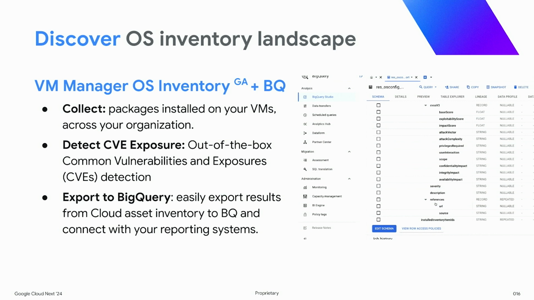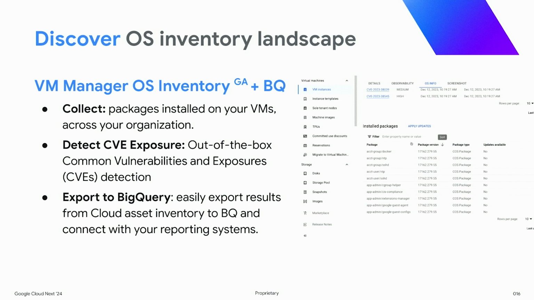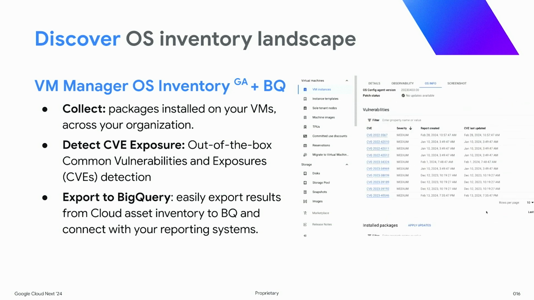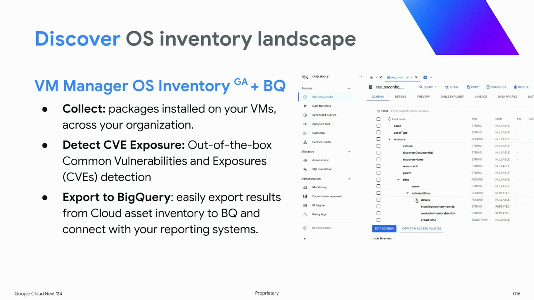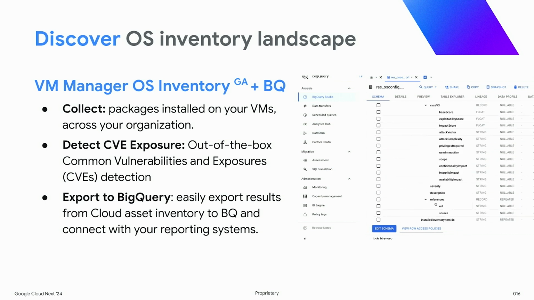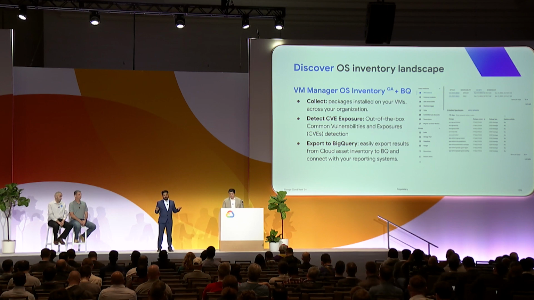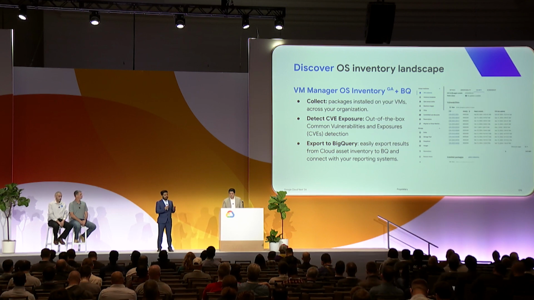With VM Manager OS inventory, you can quickly detect vulnerability exposure on the packages installed on your VMs. This detailed CVE information is available to you via Cloud Asset Inventory or Security Command Center. You can also export, or schedule export of, these findings to your own BigQuery dataset. This allows you to easily integrate with your existing reporting system and simplify the task of vulnerability finding, which is a critical activity for many organizations that are running large-scale compute workloads.